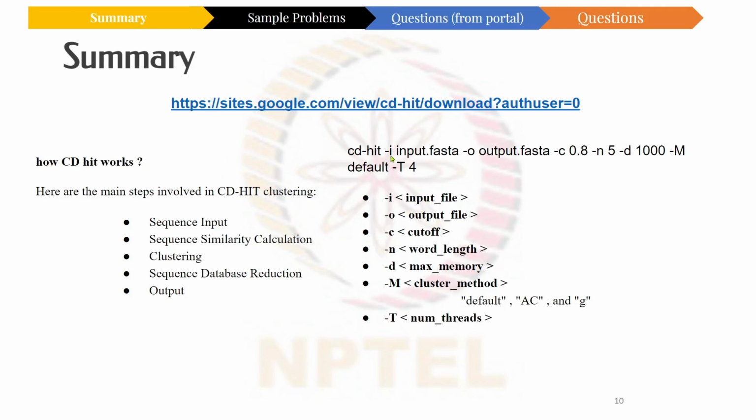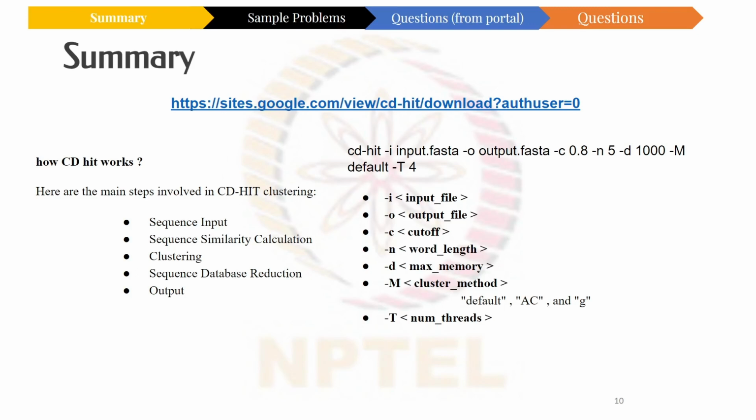When we come to the -c flag, it denotes the cutoff. That is, what sequence identity threshold is to be used for clustering. When you give a particular cutoff value, sequences with a pairwise sequence identity greater than or equal to this cutoff value will be grouped together in the same cluster. This value can be changed based on the work or based on the objectives.